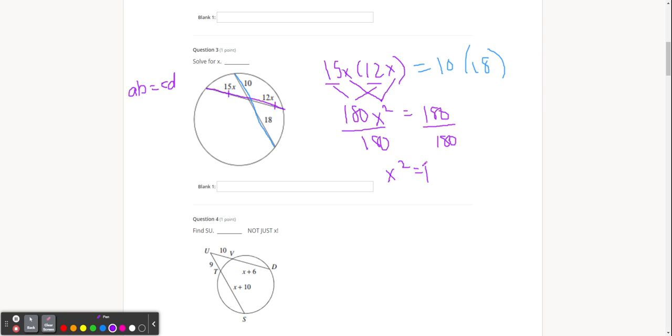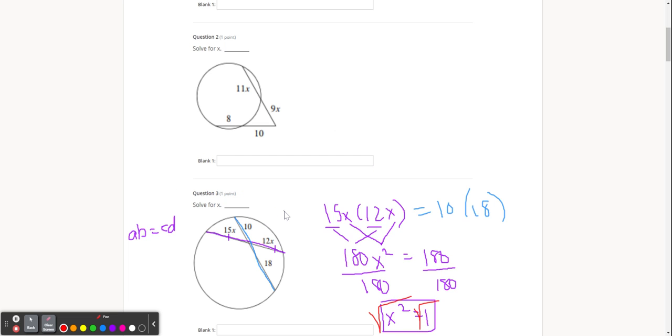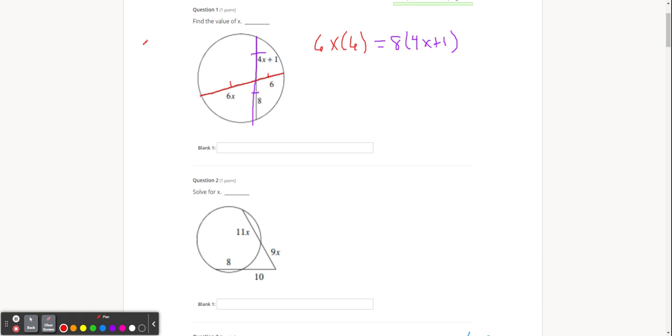So somebody else is asking, so what's the answer? Well, how do you solve that? What do you have to do? What's the last step? Take the square root. So what's the square root of 1? So this one is AB equals CD.